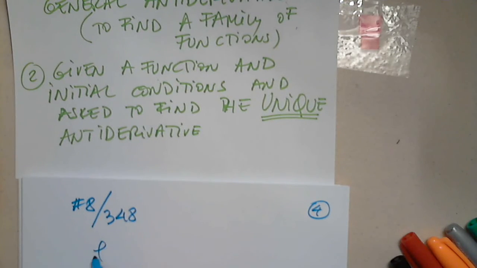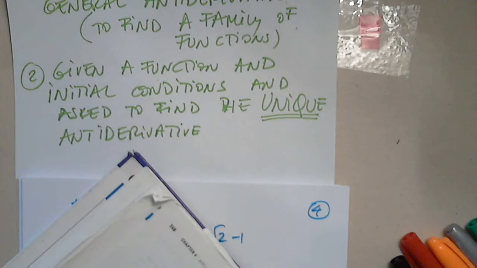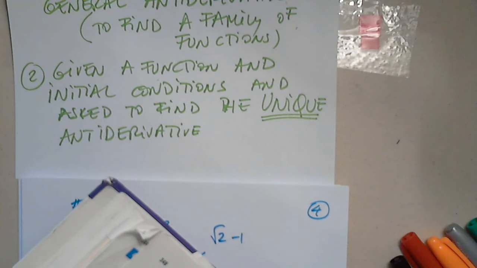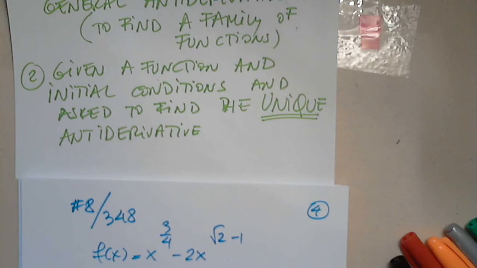That is f of x equals x to the 3/4 minus 2x raised to the square root of 2 minus 1. Let me see if I copied it correctly. Not that I care, we can make up any function. Yes, 3/4. Is it 3/4? No, it's 3.4, sorry. So 3.4, they say. I thought I saw a fraction line. Okay.